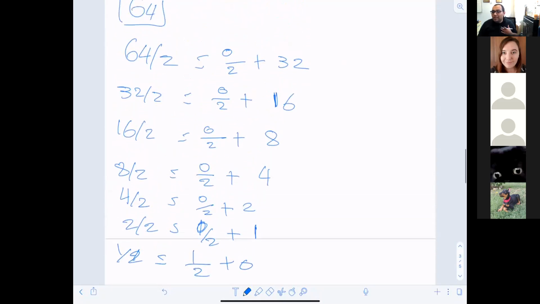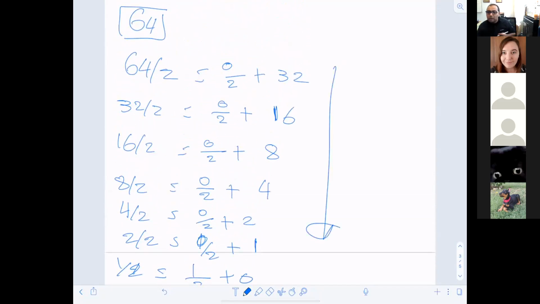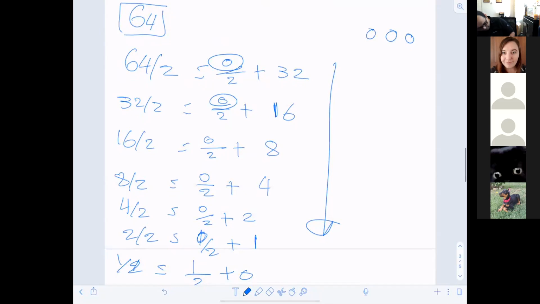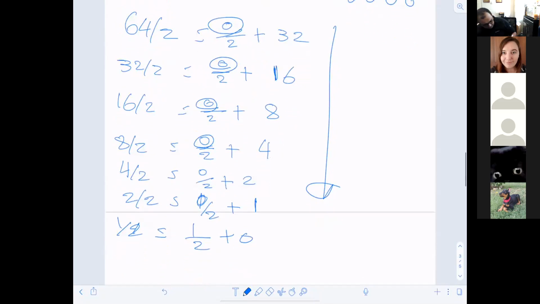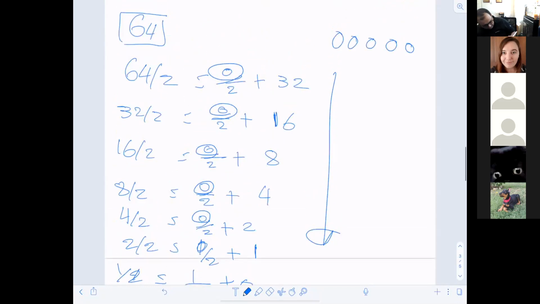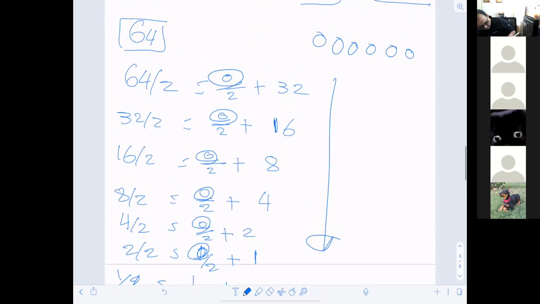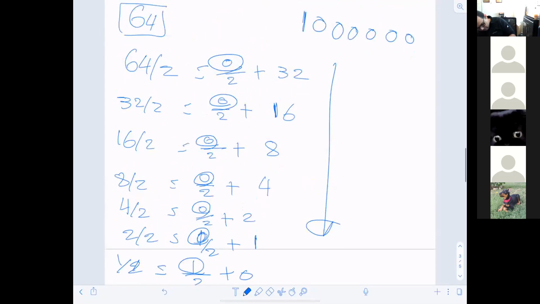Now let's read it, as I said, from the bottom to the top. It's going to be 1, then the remaining zeros: number 2, 3, 4, 5, 6, and then 1 here. So this one is equivalent to 64.